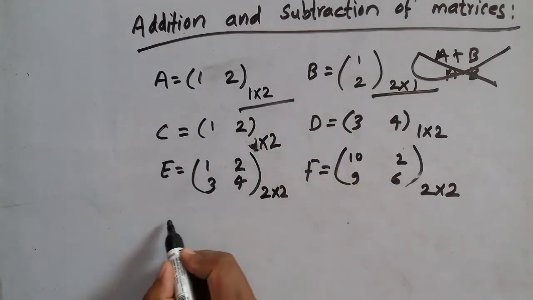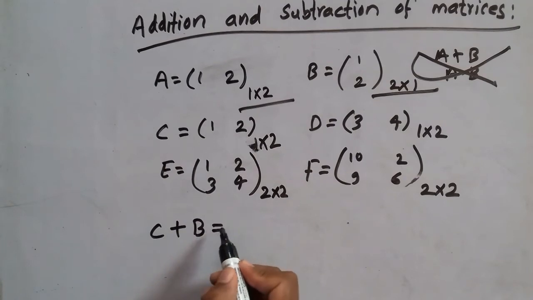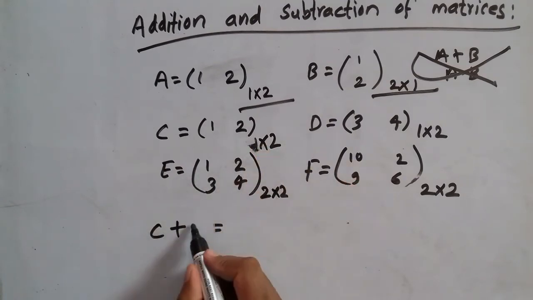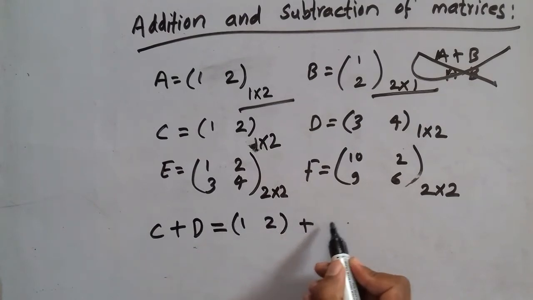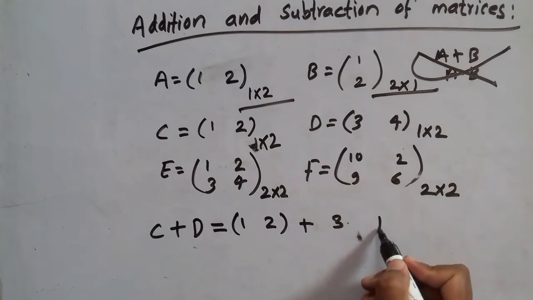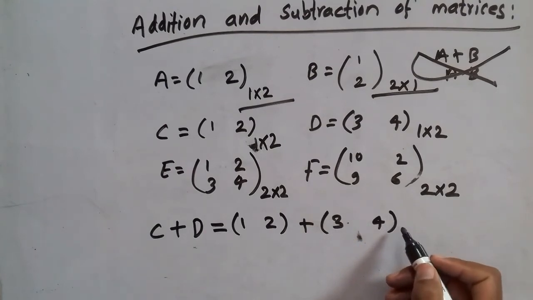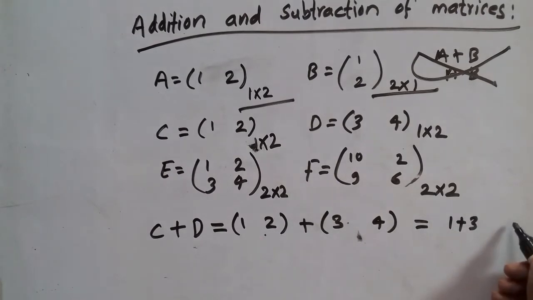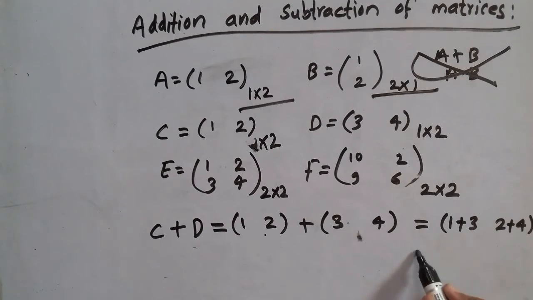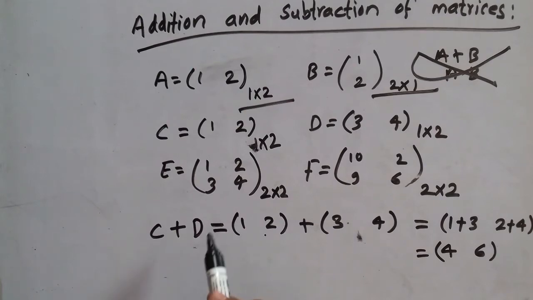For example, in this C plus D, we can find C plus D is 1 2 plus 3 4. Then corresponding elements we have to add: 1 plus 3, then 2 plus 4. 1 plus 3 is 4, and 2 plus 4 is 6. This is the matrix that we have obtained after adding matrices C and D.